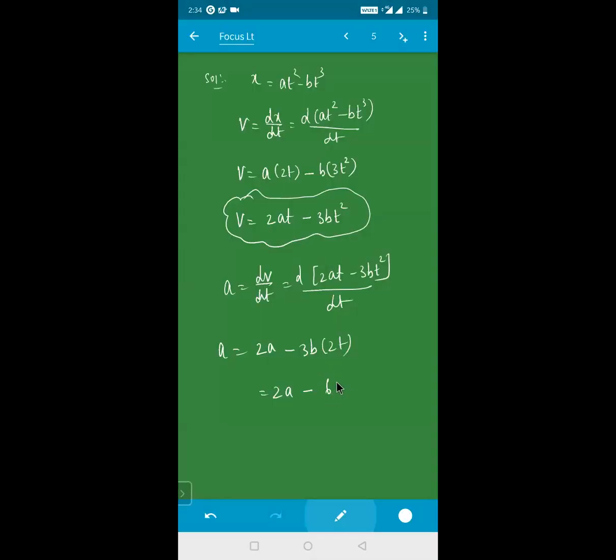So the acceleration is telling 0. Given 0 in the problem, so 2a is equal to 6 into bt. Cancelling the common factor of 2, t is equal to a by 3b. So this is the way to approach this type of problem. Clear for everyone? Did everyone get it?